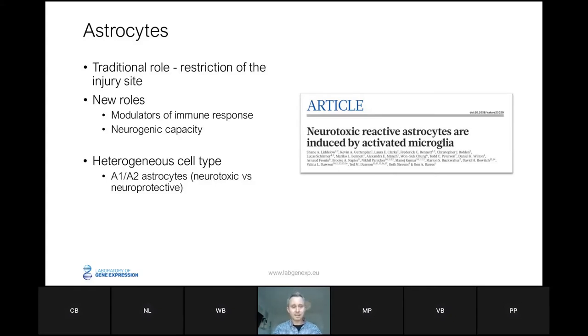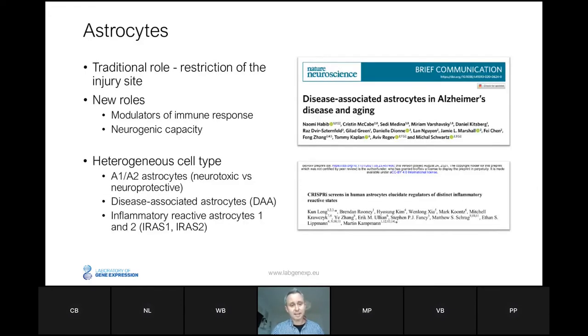There was also this belief that there are 2 phenotypes which, by analogy to the microglia, were labeled as A1 and A2 astrocytes. One was the good guys, the second was the bad guys. But that was also an oversimplified model, and now it's clear that there are many more subpopulations. In 2020, disease-associated astrocytes were described, and a very recent preprint from August this year characterized new states of astrocytes called inflammatory reactive astrocytes 1 and 2.